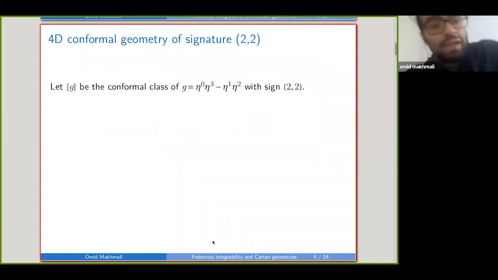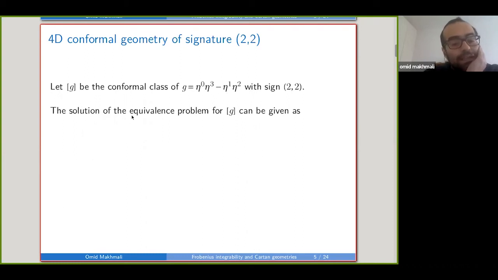Okay. Now, we're going to delve immediately into four-dimensional conformal geometry. We're going to use this notation later on. So a conformal geometry of indefinite signature is given by a metric of signature 2, 2.